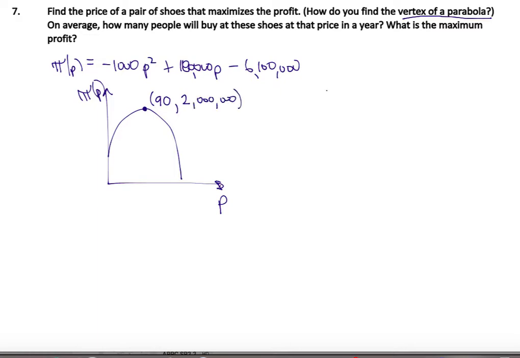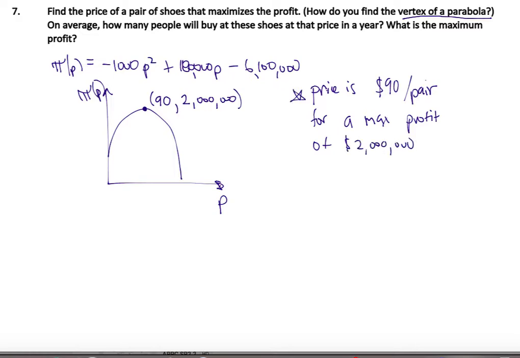So we have to do a little interpreting here. So what is the maximum profit after this price? So we have price is $90 per pair for a max profit of $2 million.